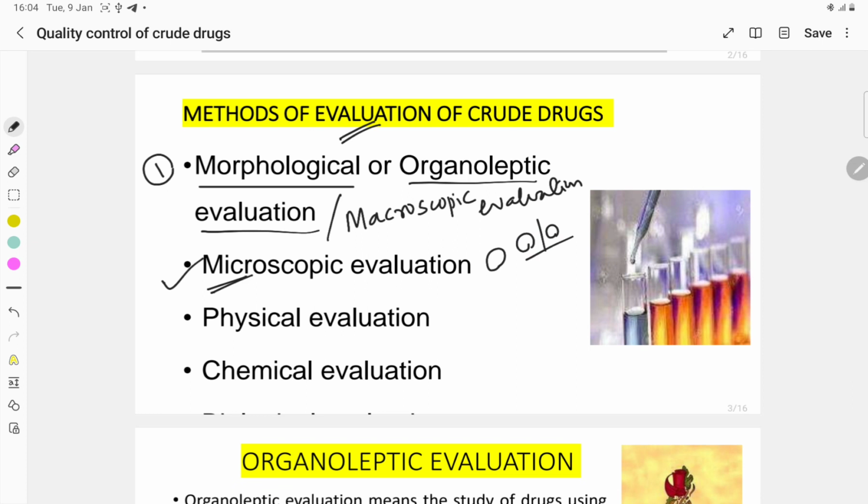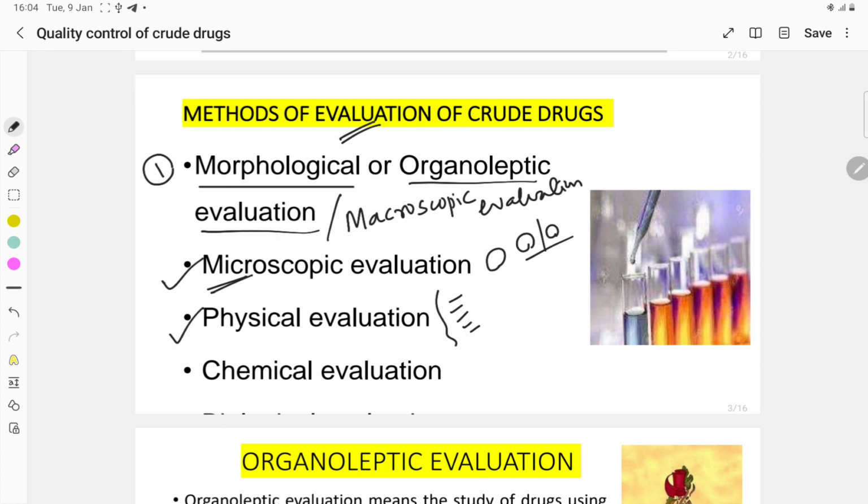In this case we are using a microscope, either a compound microscope, light microscope or simple microscope, which guides us to evaluate the crude drug on the basis of microscopical study. We will discuss this elaborately when we study all these points. Third one is physical evaluation, which is a very important one. Physical evaluation contains so many parameters.